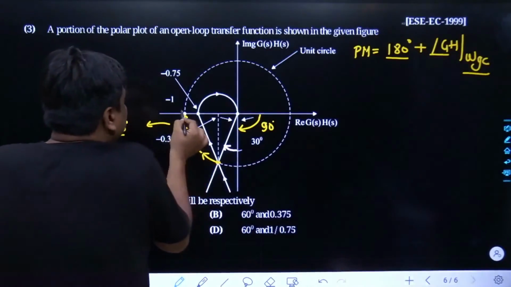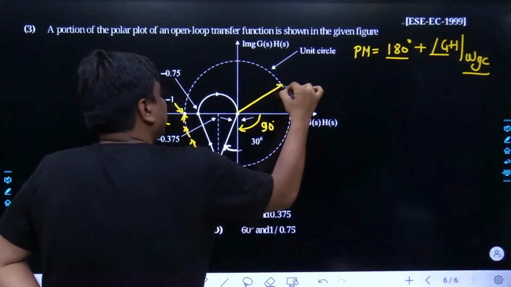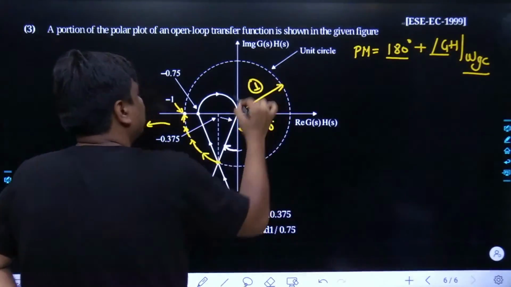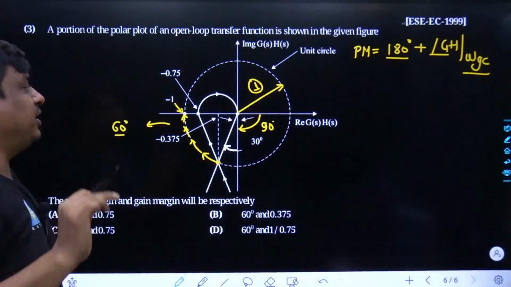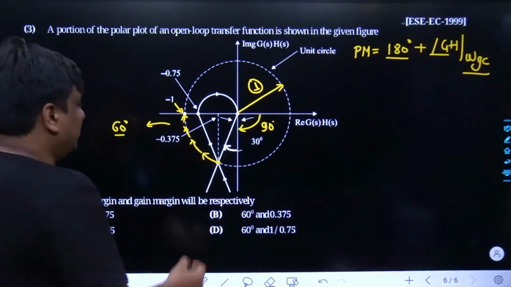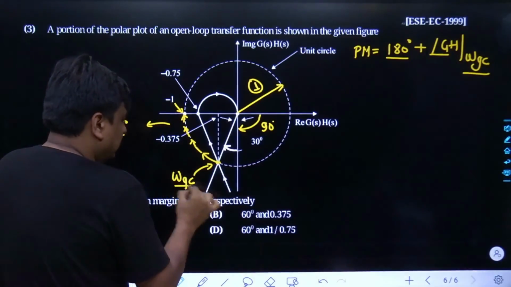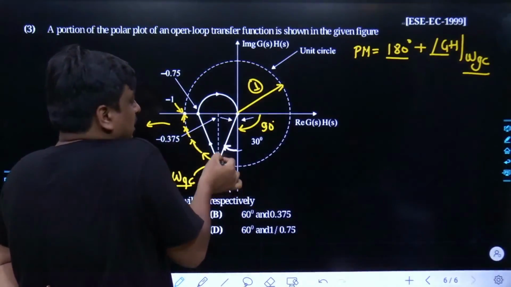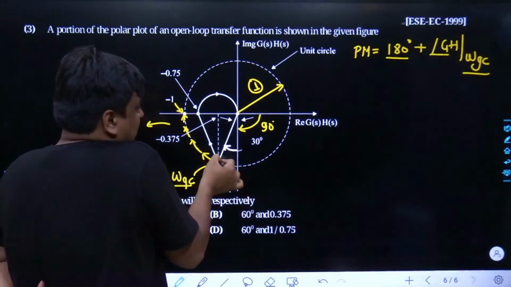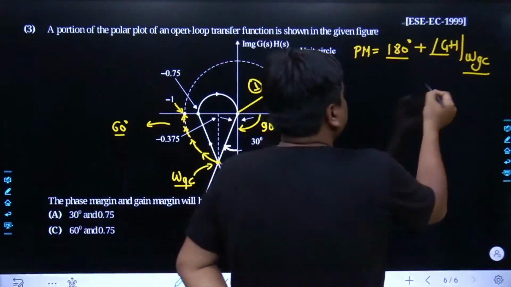So you yourself would be able to understand this point they have marked as -1. What does that mean? That means the radius of this circle is 1, or I can say it's a unity constant circle. So obviously here this is the frequency where the value of omega is ωgc. At ωgc you found the angle. How much angle was it? It was minus 90, minus 30, that is minus 120.